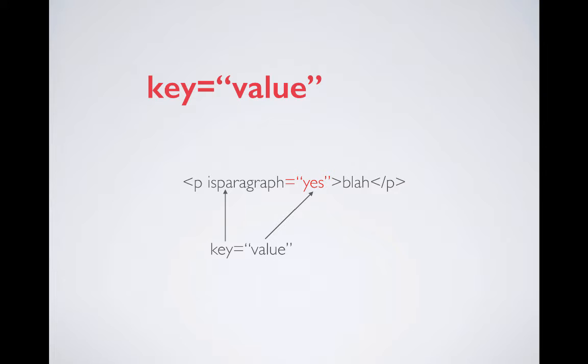Attributes are added into your opening tag using a key and value pair. So here I have created my own attribute called isParagraph, and the value of it is yes. And you write yes with double quotes. And it always goes in an opening tag, never in a closing tag.